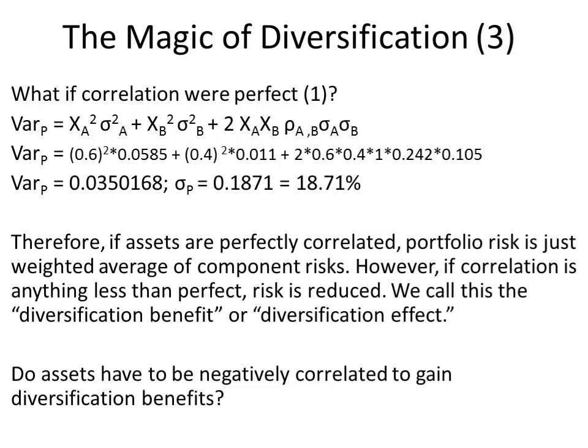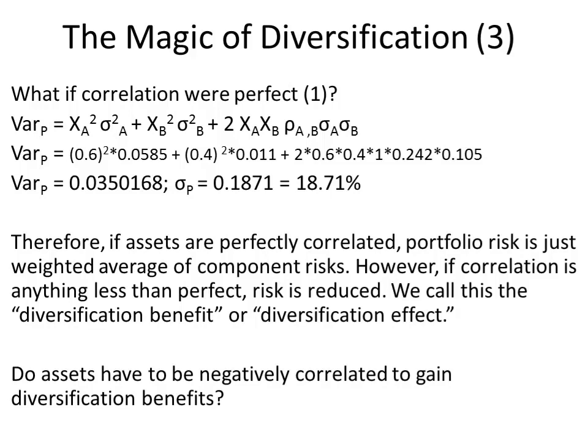And so all you have to do here is take 2 times 0.6 times 0.4 times 1 times 0.242 times 0.105, and you'll end up with the variance for the portfolio if the assets are perfectly correlated. And it turns out that when you take the square root of that variance, the standard deviation of the portfolio is 18.71%. Does that number look familiar?